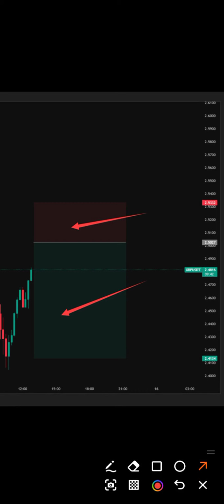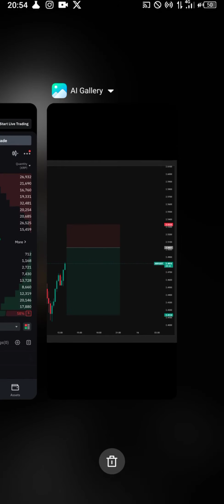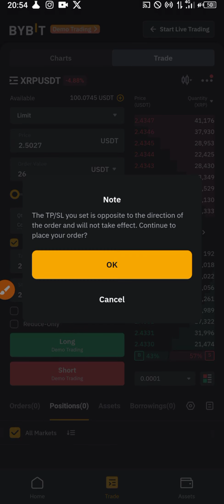Red is on top and green is at the bottom. So this position is a short position, because short means going down, and when the market is going down, that means I'm in profit, and green represents profit. You understand? So we are shorting this position. So it's short. Let me short. To the opposite direction of the order, it will not take effect.